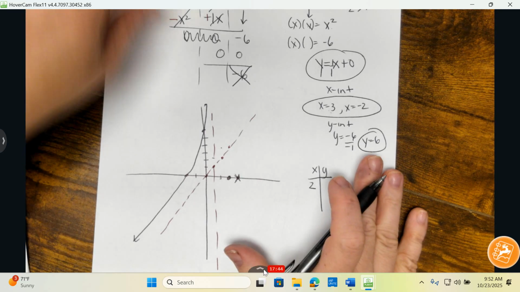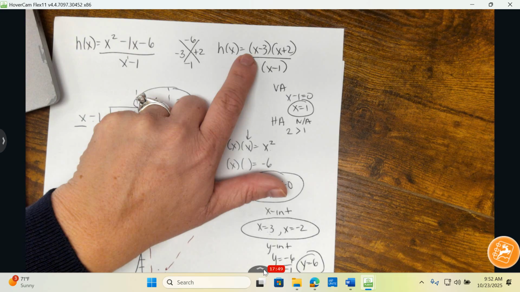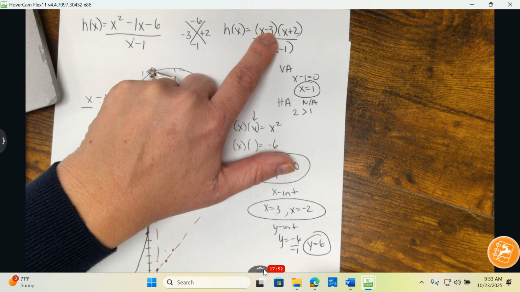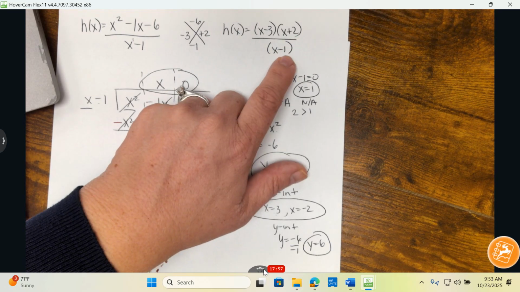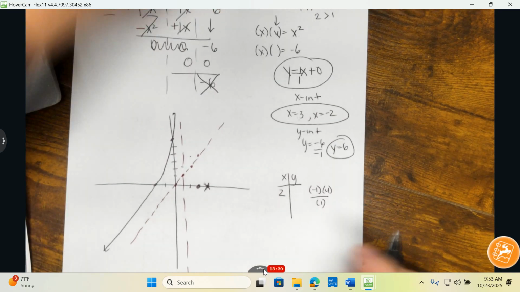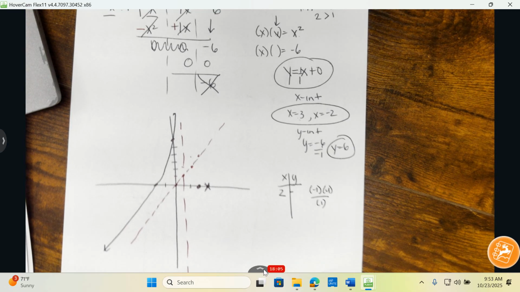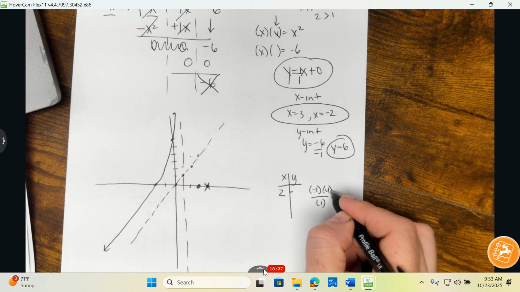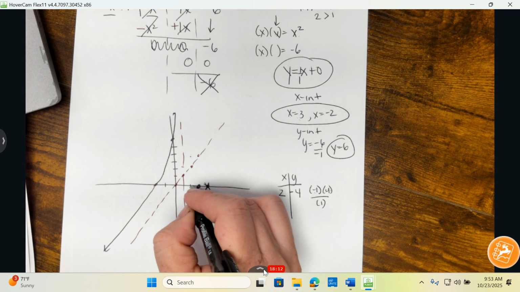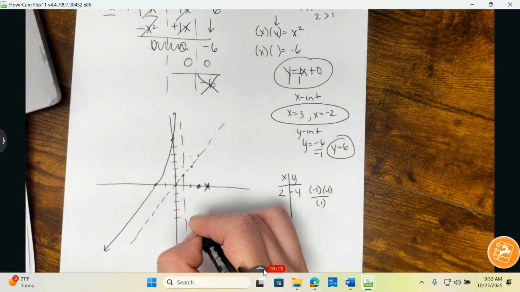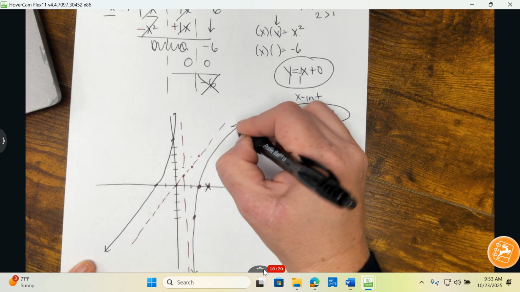So how do I check without a calculator? I'm going to go back up to this form and substitute 2 in for those x's. So 2 minus 3 is negative 1. 2 plus 2 is 4. 2 minus 1 is 1. When I'm multiplying, I have only one negative. An odd number of negatives results in a negative answer. Negative 1 times 4 is negative 4. Negative 4 divided by 1 is negative 4. So I'm going to go over to 2 and down to 4. And that's enough for me to see the main shape of this graph.